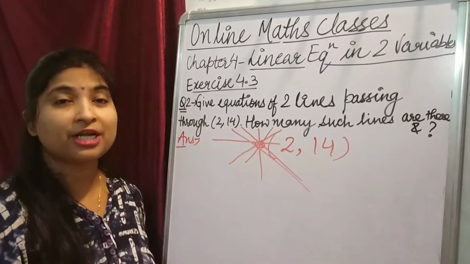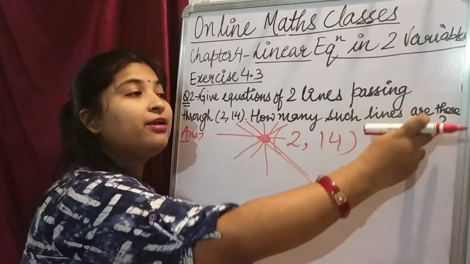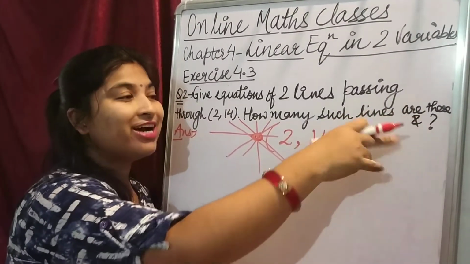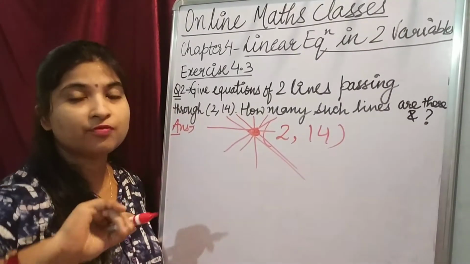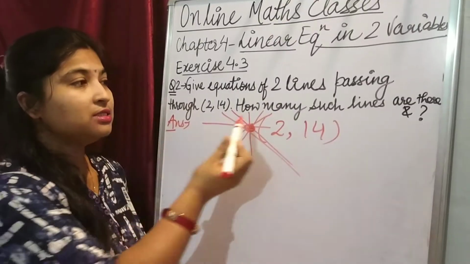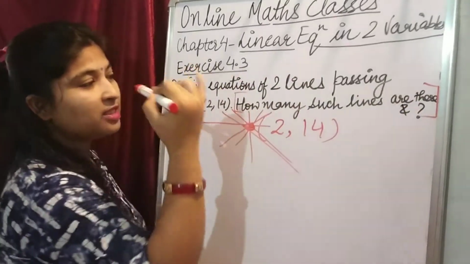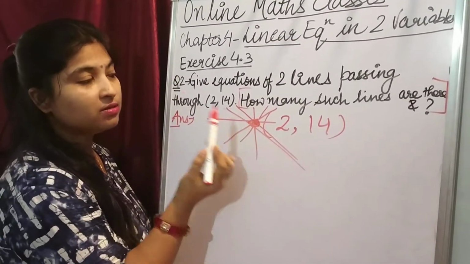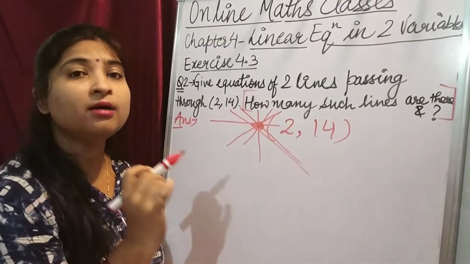There can be infinitely many lines which can pass through a point. So you can say that from a point, how many lines can pass? From a point, infinitely many lines can pass. That means for this particular answer, what will be the answer? There are infinitely many lines, because from a point, infinitely many lines can pass.